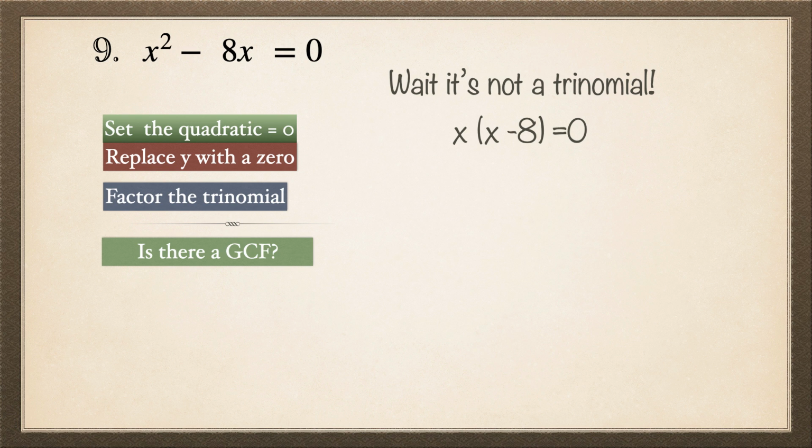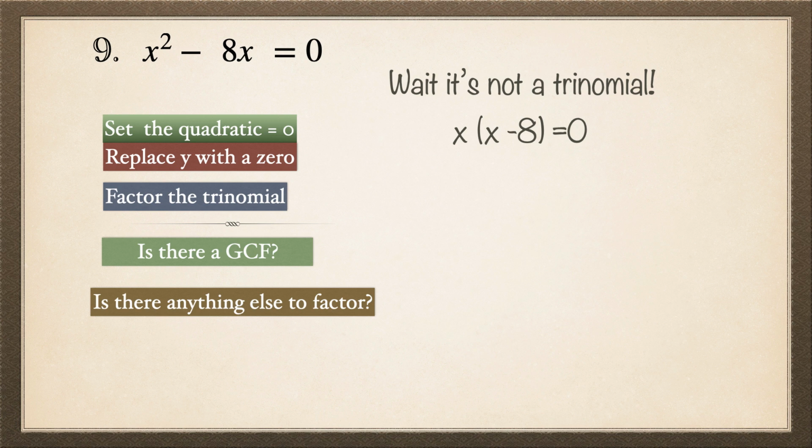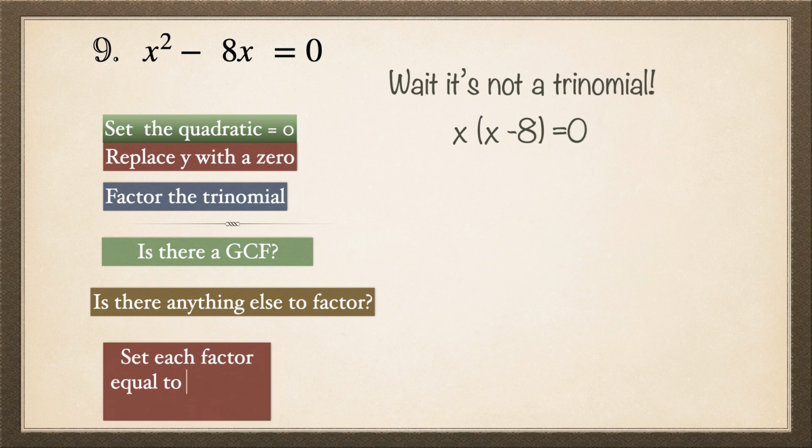All right, so is there anything else to factor? Well, no, because I have a factor of x and a factor of x minus 8. Okay, so I'm going to set each of those factors equal to 0 and solve. So my first factor is x equals 0, and my second factor is x minus 8 equaling 0.